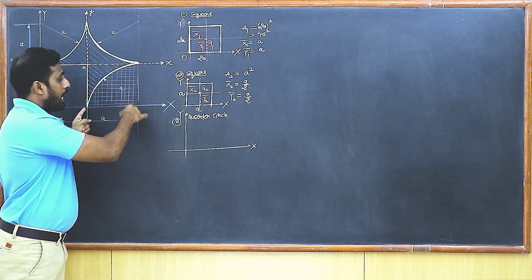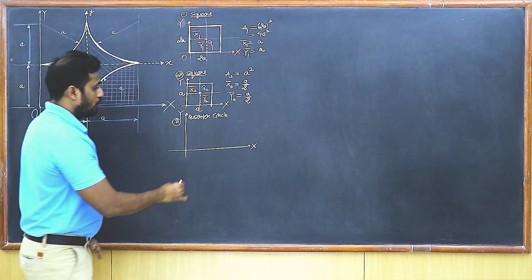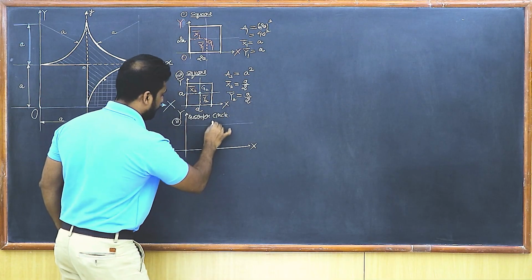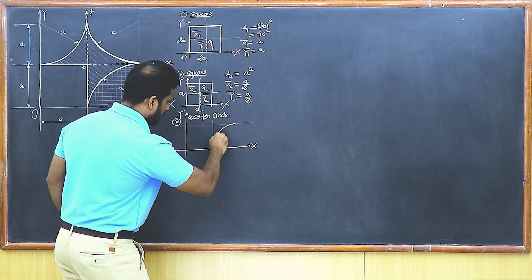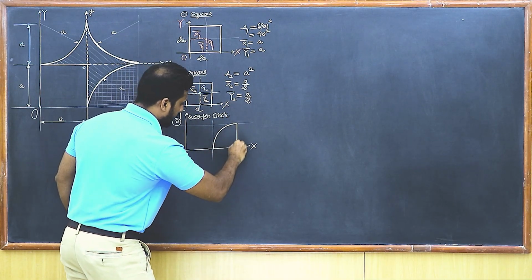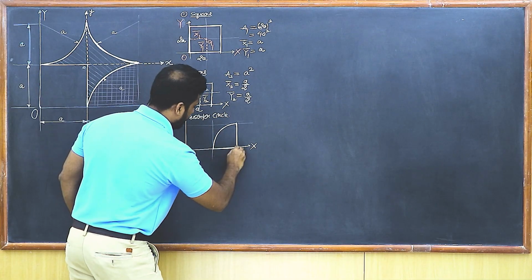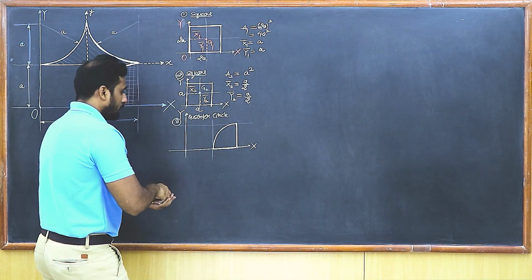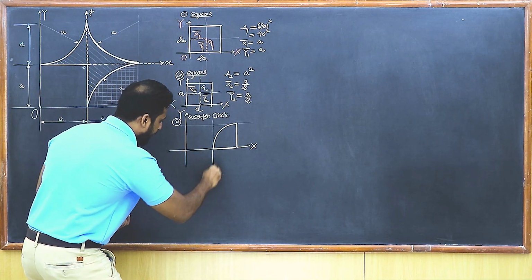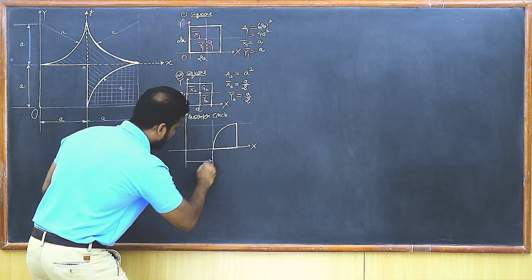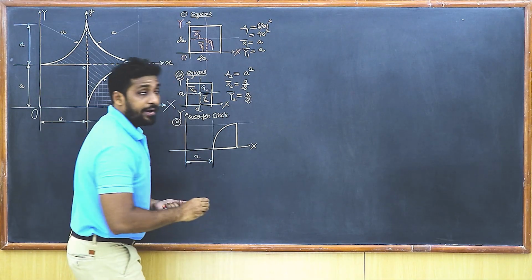This is one of the radii, and the other radius you can see here. So let's draw the quarter circle here. This is your quarter circle, isn't it? What is the distance of the quarter circle from the y-axis? This distance is a. So I write here a.